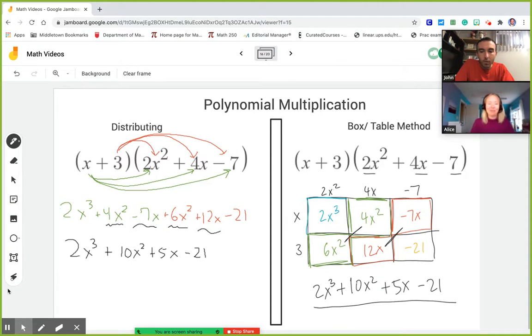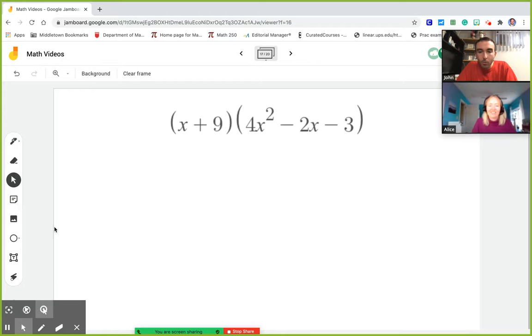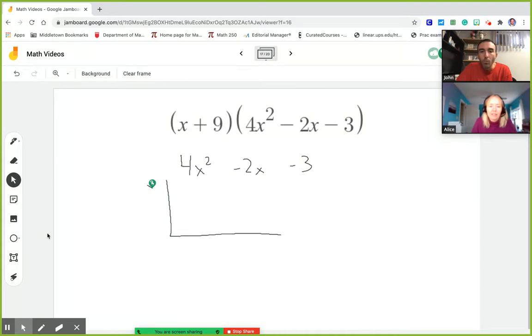Excellent. I look forward to trying one. All right. Go. Okay, so now I'm going to use this method for this polynomial multiplication problem. So what I'm going to do is set it up just the way John showed us. I'm going to write 4x squared. And I'm going to set my table, so to speak. This is going to be x and 9.